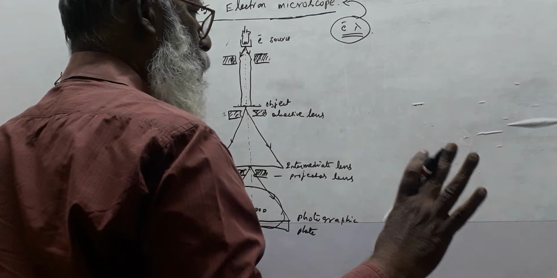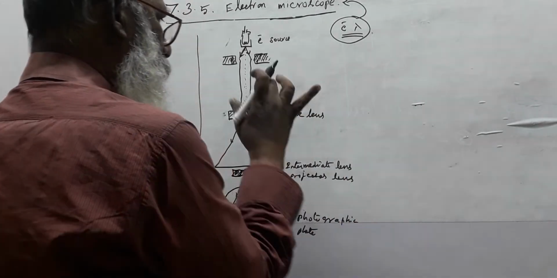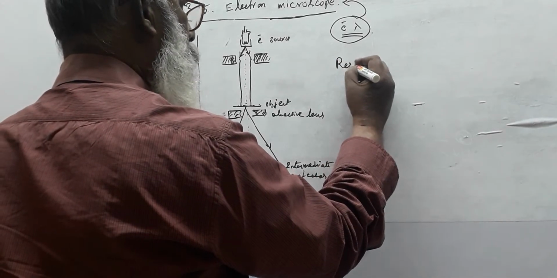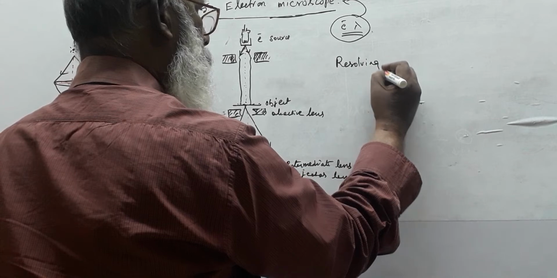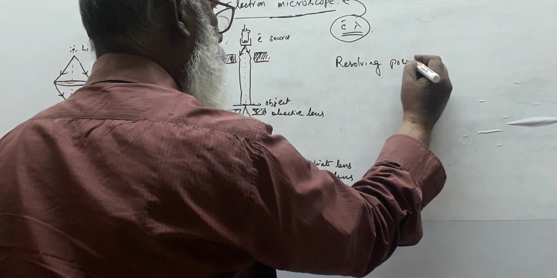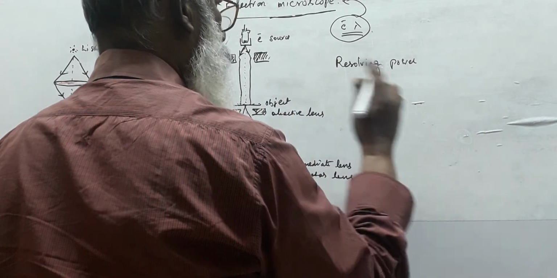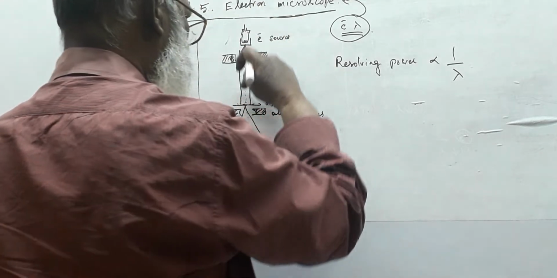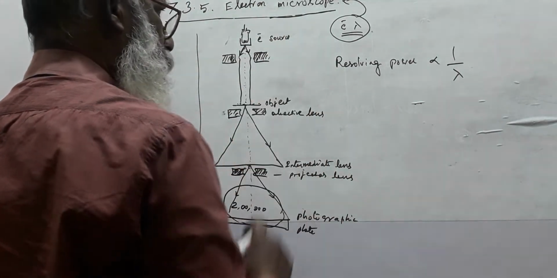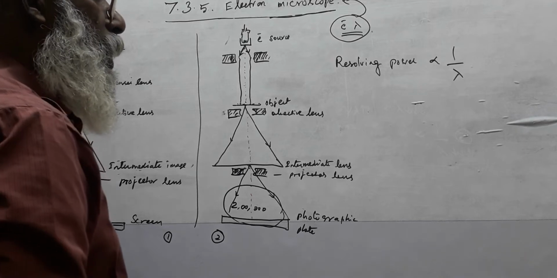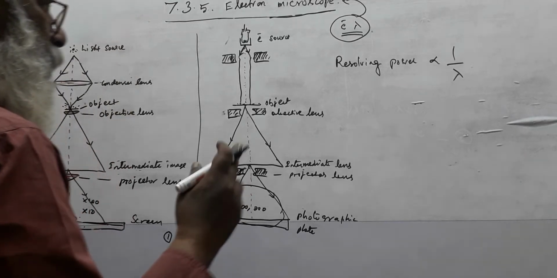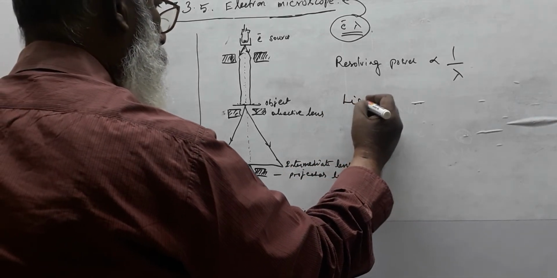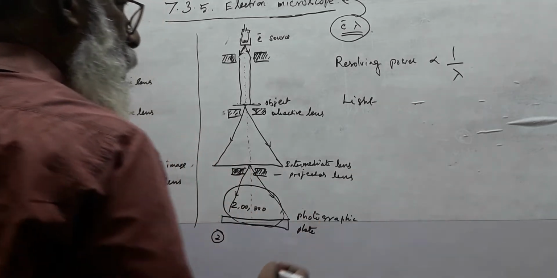The fundamental principle that we use to construct this electron microscope is that the resolving power of a microscope is inversely proportional to the wavelength of the incident ray on the object. When you are utilizing ordinary light rays, it is an ordinary microscope or optical microscope.